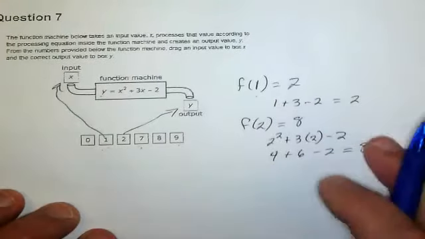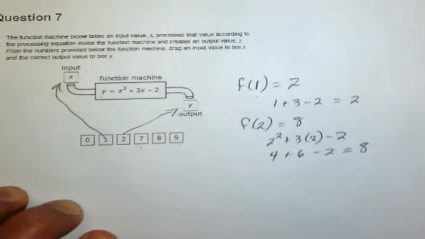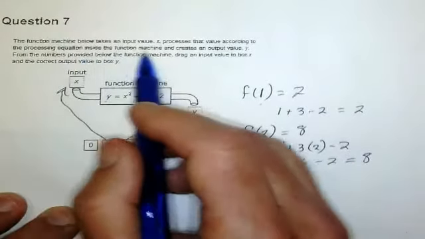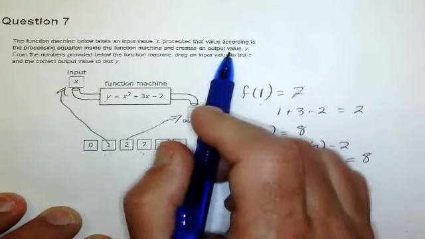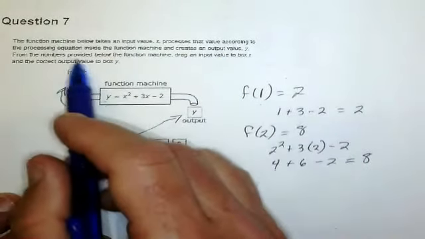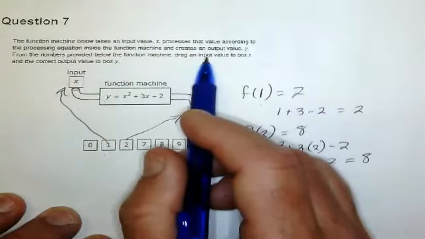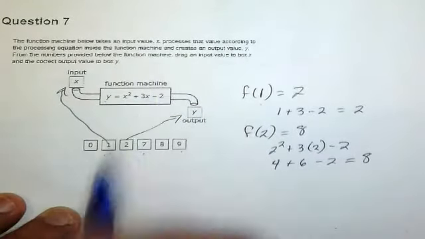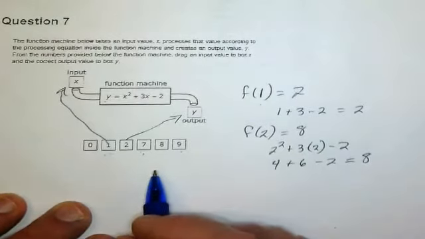Okay, so the function machine below takes an input value, X, and processes the value according to the processing equation inside the function machine and creates an output value, Y. From the numbers provided below the function machine, drag an input value to box X and the correct value to box Y. Okay, so we've got a couple of choices here.